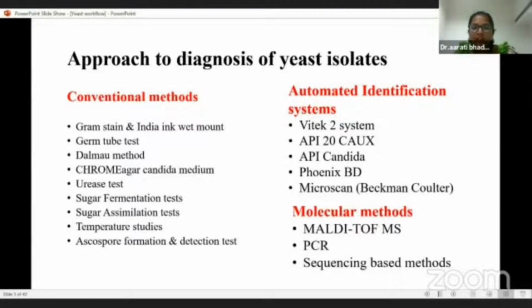And we have automated identification systems which are based on biochemical reactions. These are the Vitek 2 system, API 20C AUX system, API Candida system, BD Phoenix system, and MicroScan Beckman Coulter system. These identify on the basis of biochemical reactions. Then there are molecular methods like MALDI-TOF MS, PCR, and sequence-based methods.